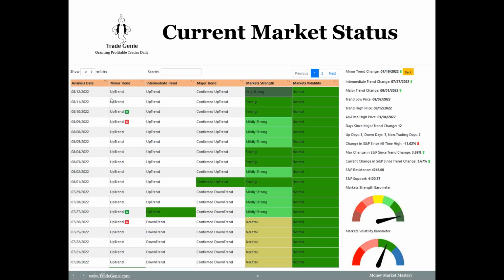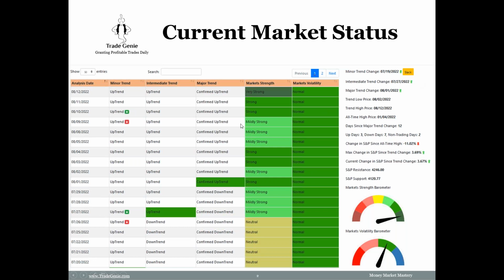So this is Monday. Today is Sunday. Yeah, so Friday. Okay, so it's current, as of Friday close. Then we have 3 other sections: minor trend, intermediate trend, and major trend. Then there's a column called market strength, and a column called market's volatility, and then there's some stats, and there are 2 barometers.